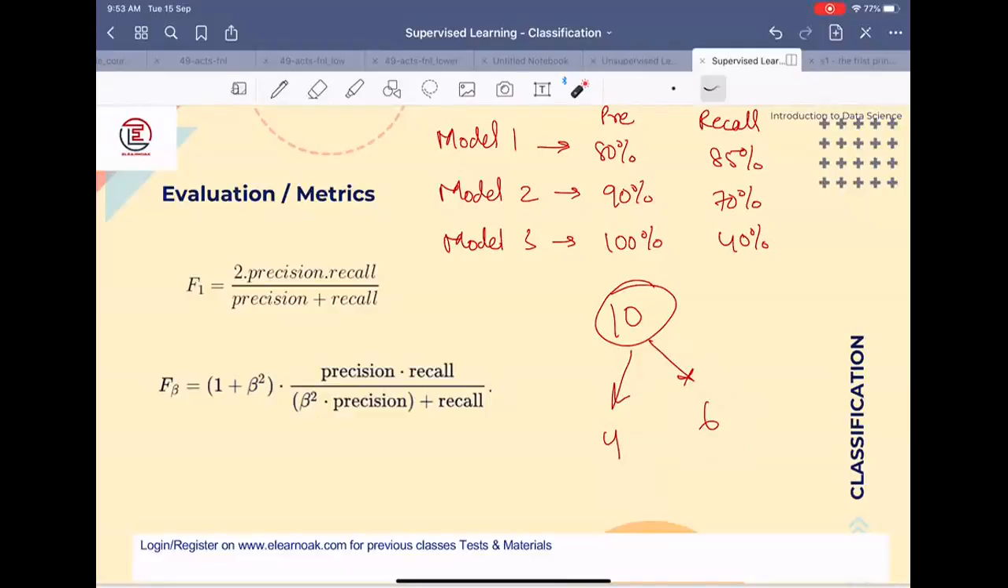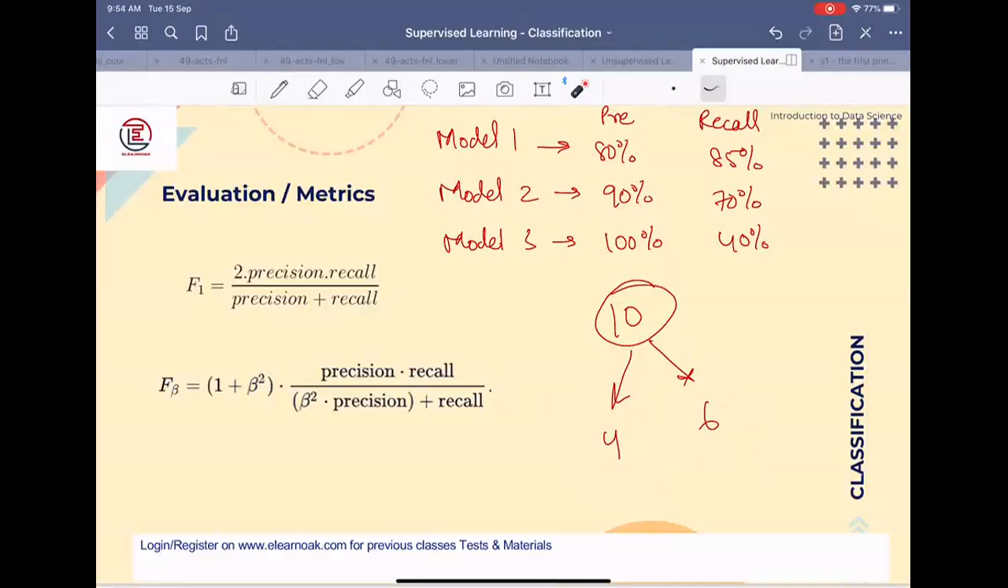So my model is only 40% right. That means my model is able to capture only 40%, and it is not able to capture all the 6. Now, if I charge these 4 people with a fine, my model is right, which is good.